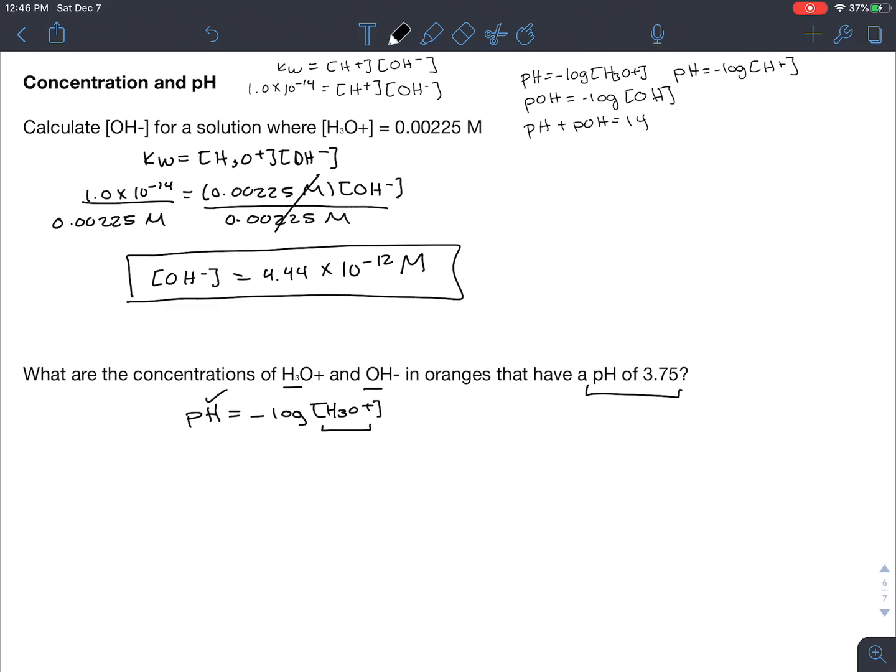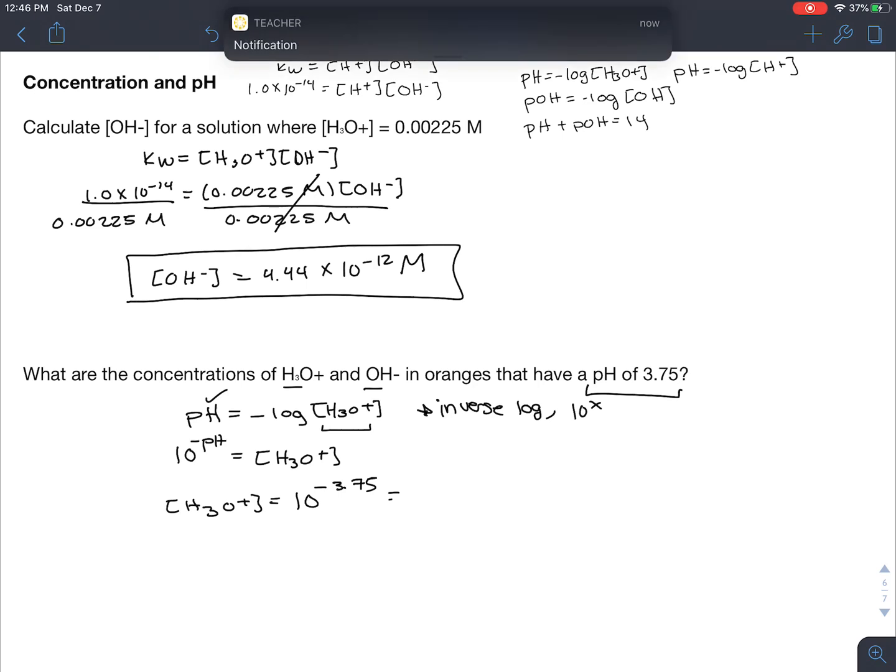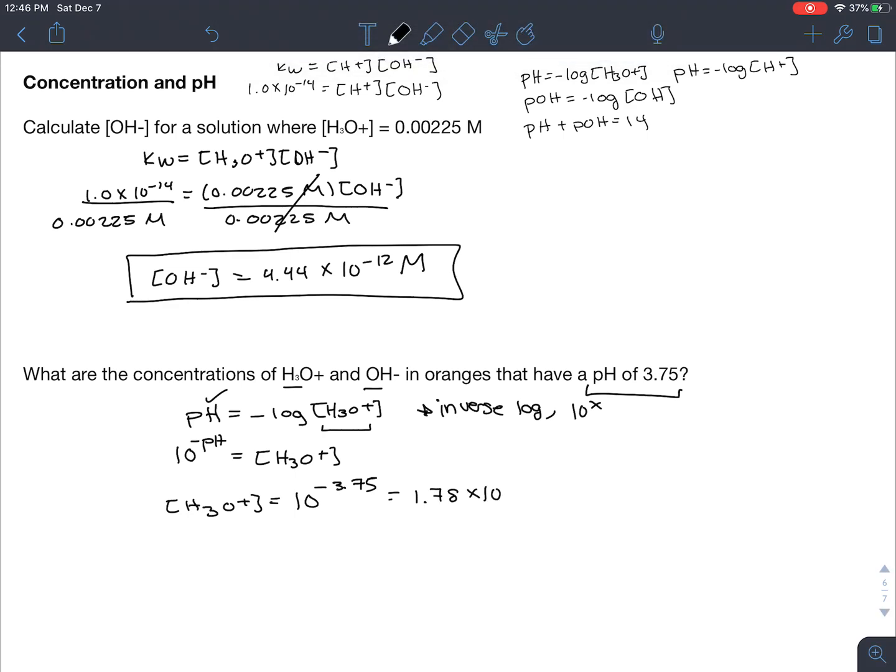So there's another equation. If you take the inverse of log, which is taking 10 to the power of something, you'd get 10 to the power of negative pH, because your negative sign follows along, is equal to the concentration of hydronium ion. Therefore, hydronium ion is equal to 10 raised to the power of negative 3.75. If you take a moment to plug that into your calculator, you get 1.78 times 10 to the negative 4th molarity, because you have a concentration with 3 sig figs.